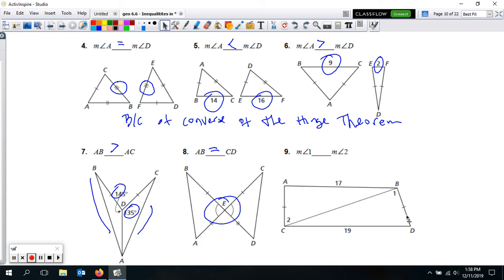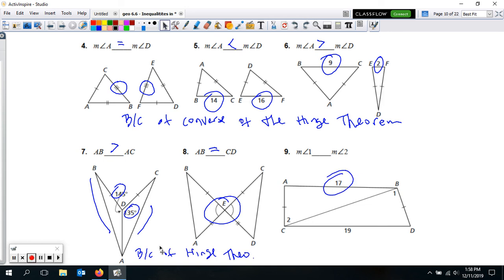And then on number 9, here are our congruent marks on those. So we have a triangle up on top, a triangle down at the bottom. It's got a shared side right here in the middle. So that's your second one that's congruent. Angle 1 and angle 2 are the ones in between those congruent sides. And so angle 1 is 19 and angle 2 is 17.